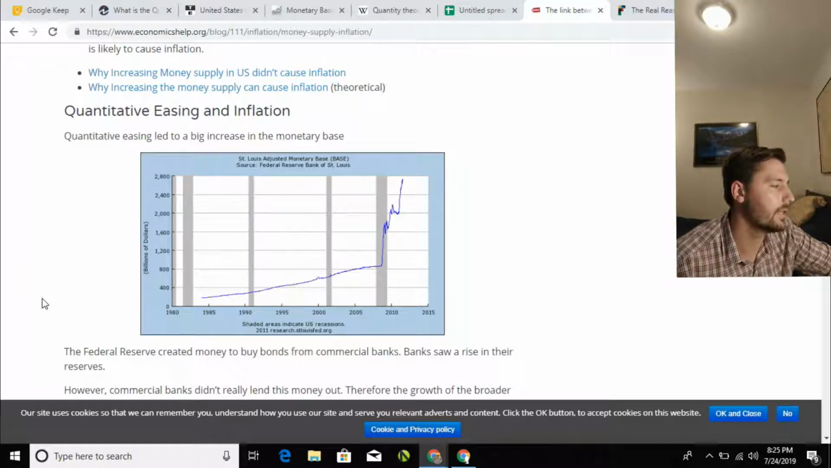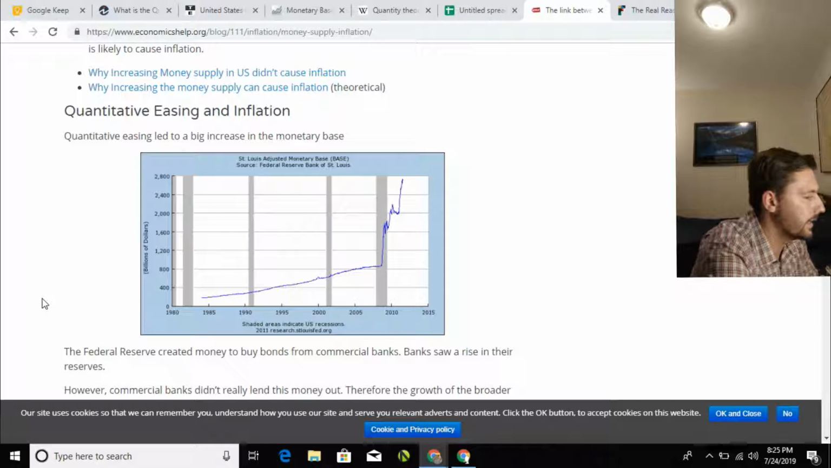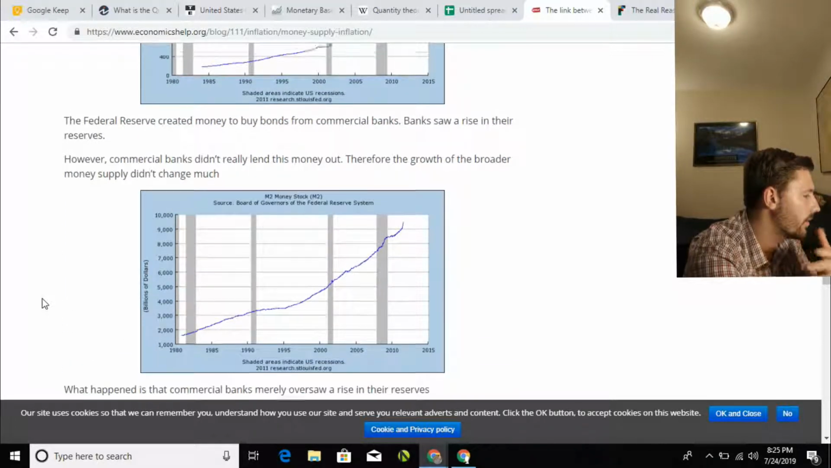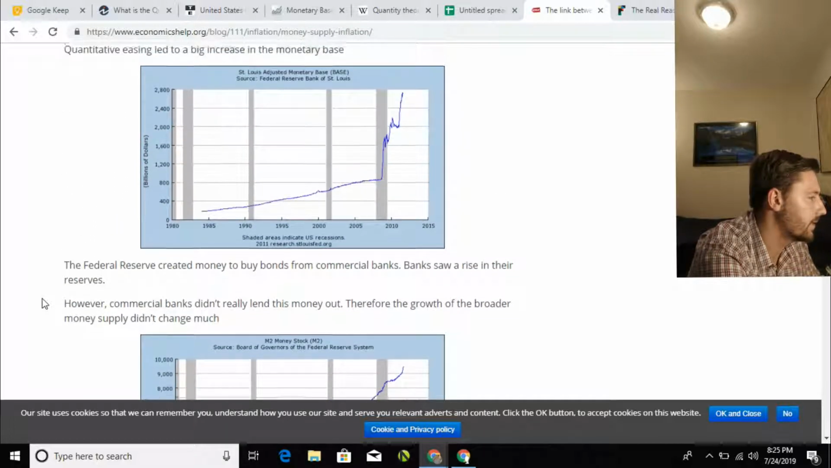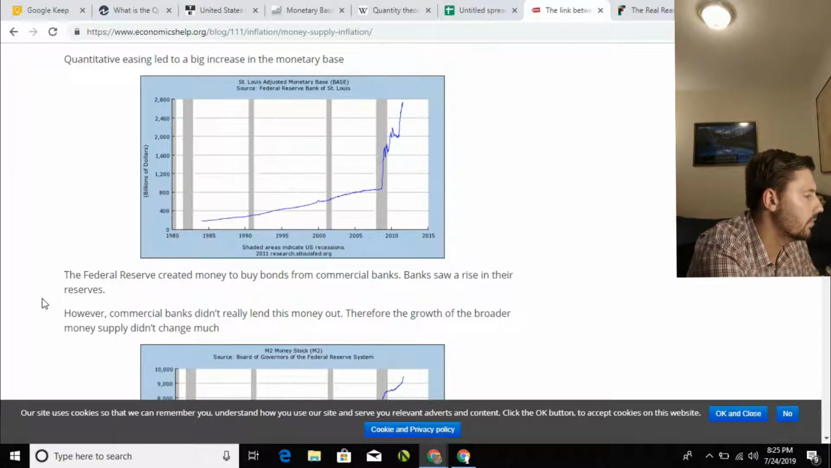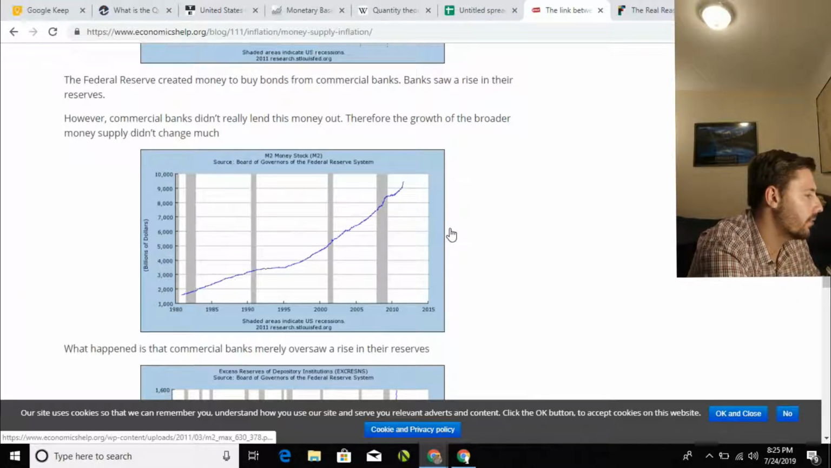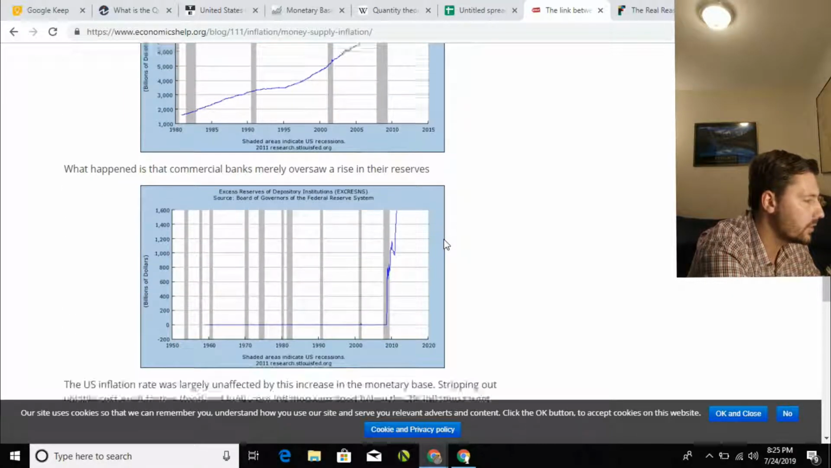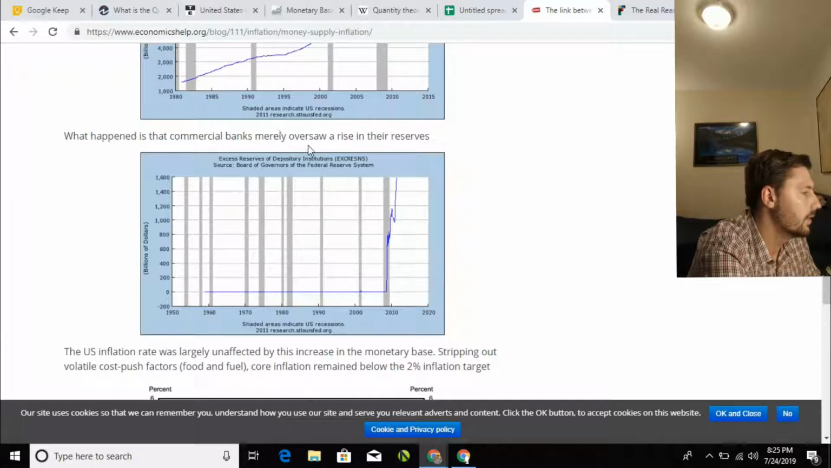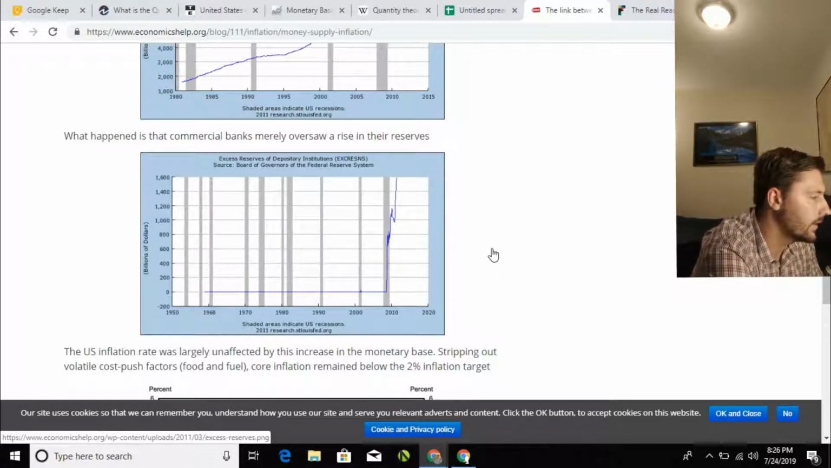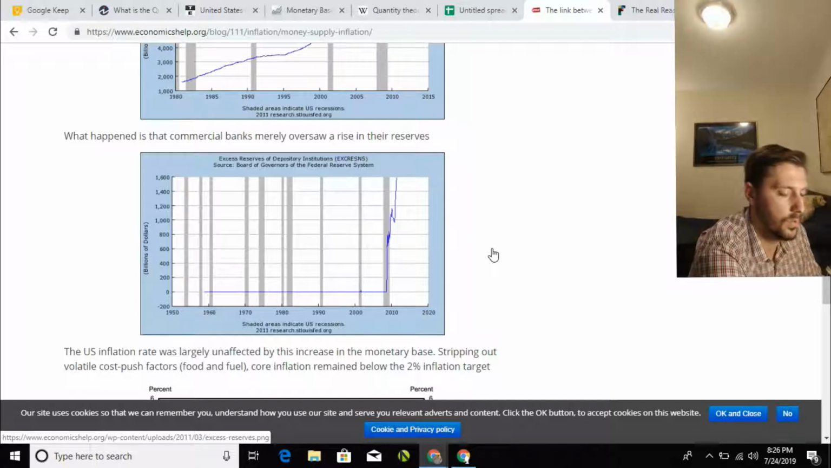But the Federal Reserve created money to buy bonds from commercial banks. Banks saw a rise in their reserves. They didn't really lend the money out, this money that they got. So that's why in the broader money supply, your M2, you don't see a giant change. But you saw commercial banks see a rise in their reserves. So it's a way to solidify their balance sheets, to put more confidence back in, honestly, the world and the international banking system, because that was a big problem at that time.